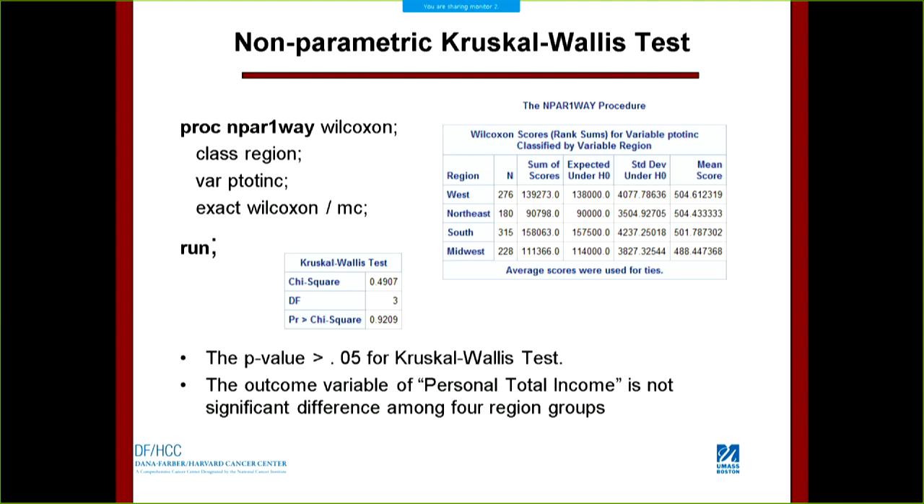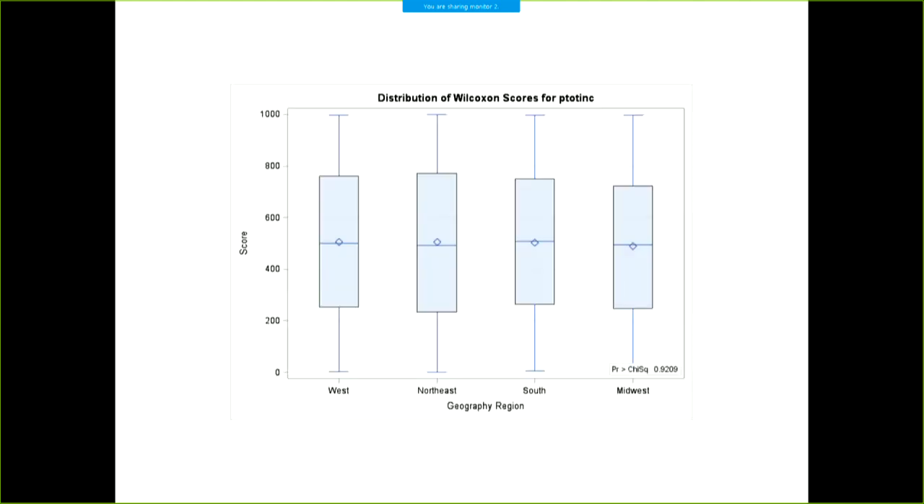If we run the non-parametric test, we're not testing the equality of the mean, but the equality of the median. So it's not rejected. This slide shows the box plots, the median plot from the non-parametric test, and you can see that there's not much difference among those 4 groups.